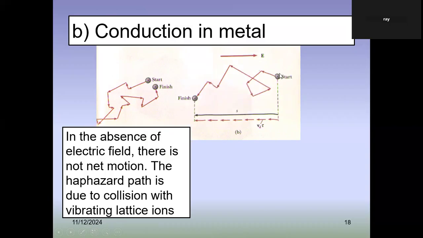Where there's an electric field, the electron starts, but it has a direction. No doubt it is moving at random also, but it is moving forward. That means moving against the electric field.